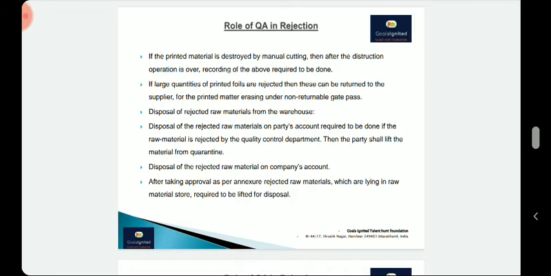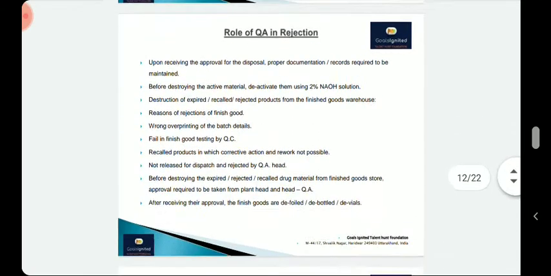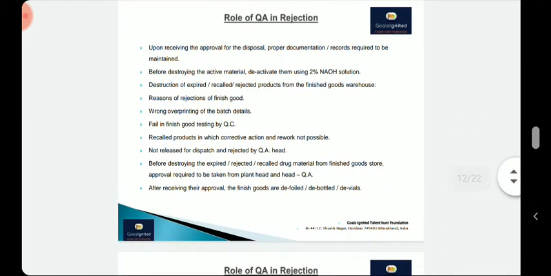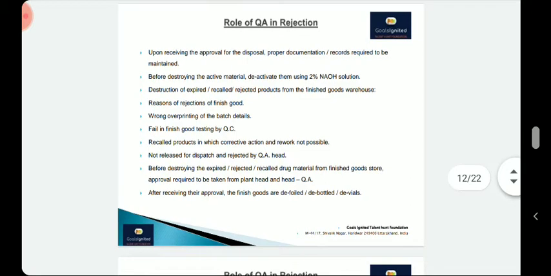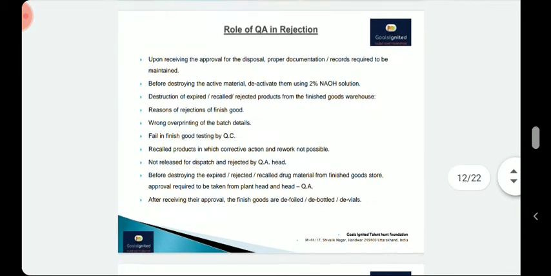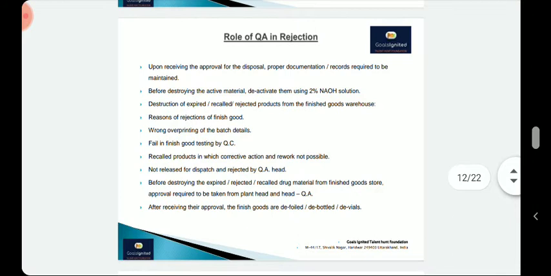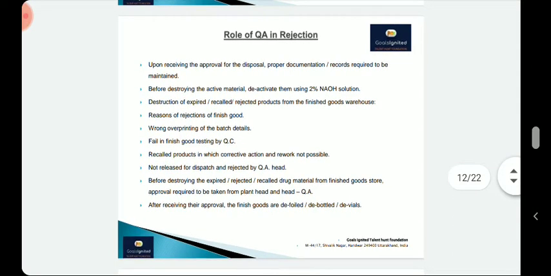The documentation records are required to be maintained, and before destroying the active material, deactivate it by using 2% sodium hydroxide solution. It is the general requirement. Destruction of the expired, recalled or rejected products from the finished goods warehouse, and the reasons for the rejection of the finished goods, are required to be maintained. Reasons include wrong overprinting of the batch details, failure in the finished goods testing by QC, recalled products in which corrective actions and rework are not possible, not released for dispatch, and rejected by the QA head.